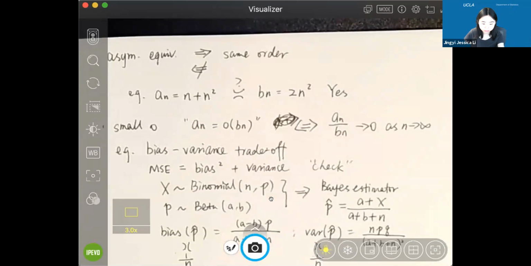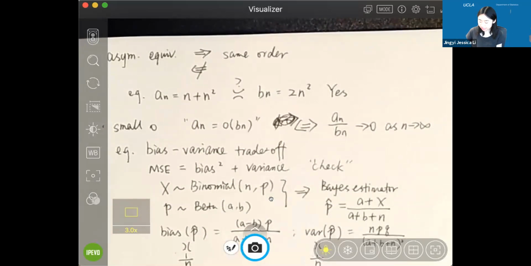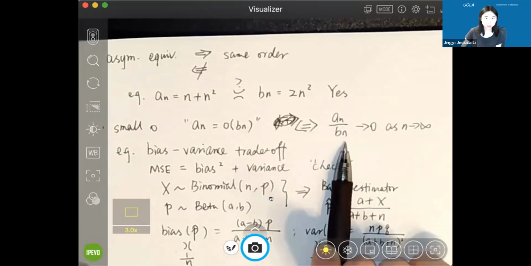Okay, but this is not really related to the small o, so we need to connect to the small o. What I'm going to say is that here we can write the bias squared is a small o of the variance, because that satisfies this definition. The bias squared is converging to 0 faster than the variance does. So it's small.